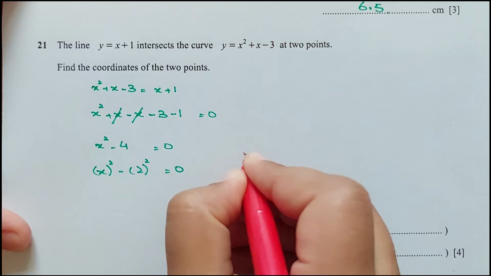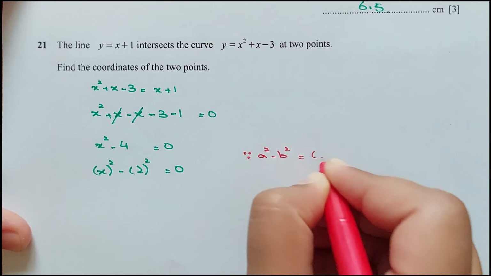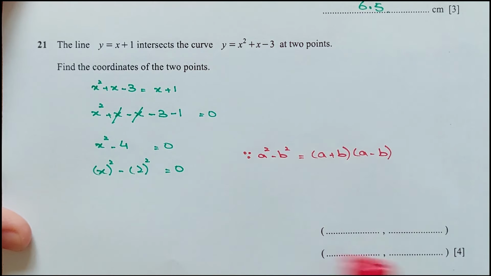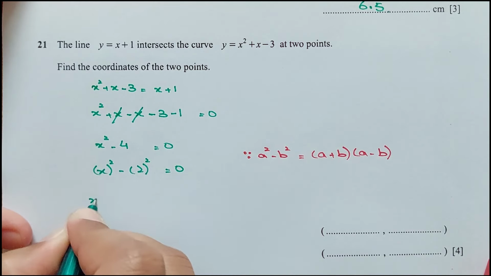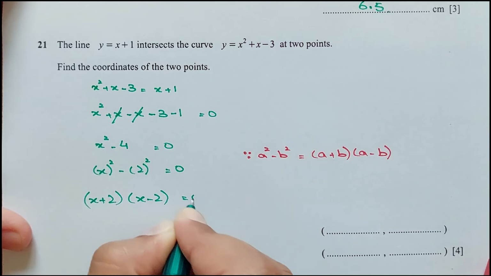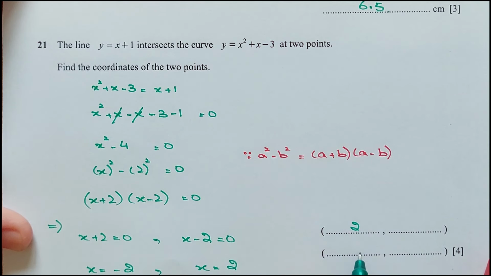Let me write down the formula over here. So a squared minus b squared is a plus b into a minus b, the two factors. So this is x plus 2 and x minus 2 equals 0. So we have to put both factors separately equal to 0. x plus 2 equals 0 and x minus 2 equals 0. So from here the x value is negative 2 and x value is positive 2. So we have two x components, 2 and minus 2, right?